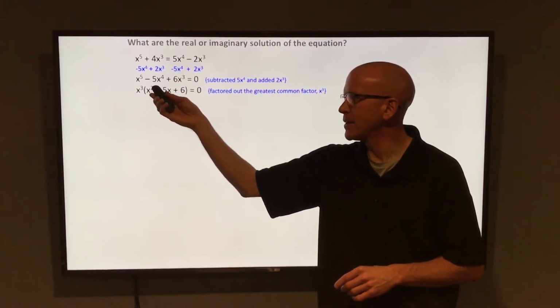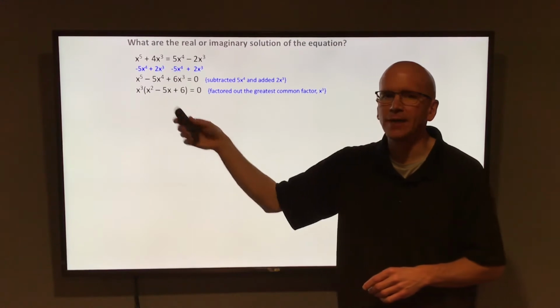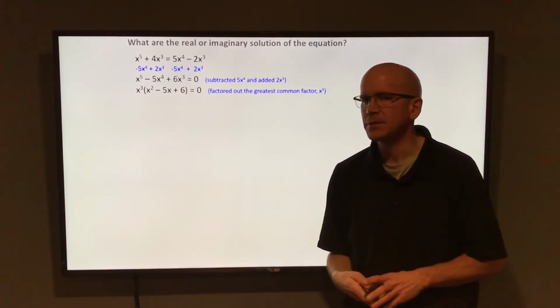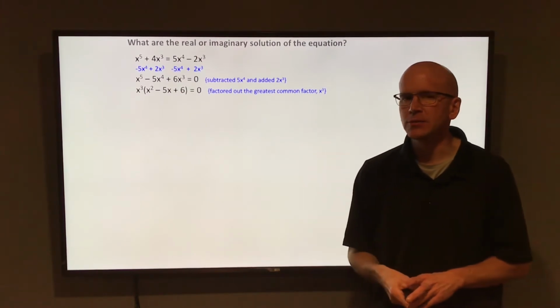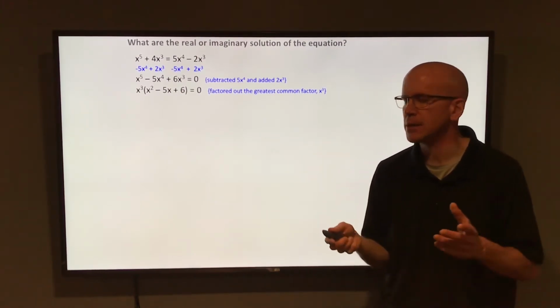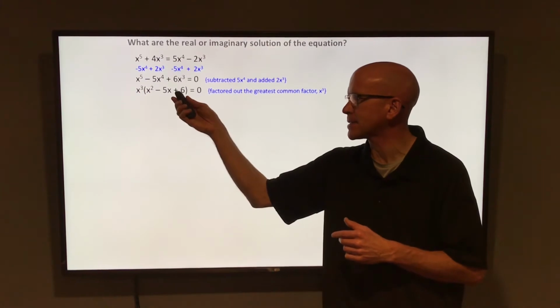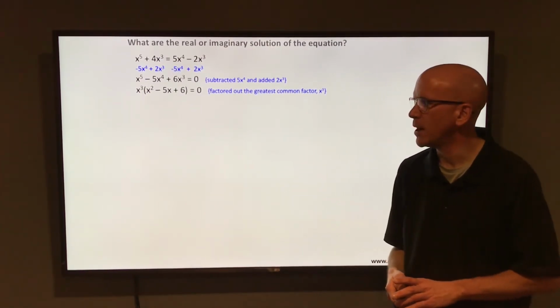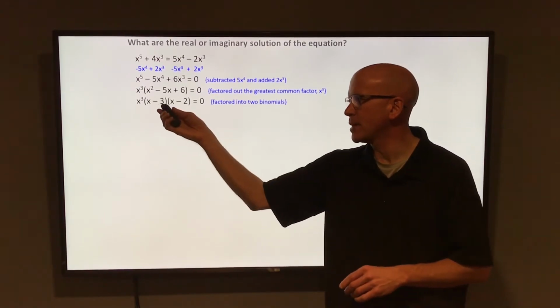If you divide negative 5x to the fourth by x to the third, it'd be negative 5x. And finally, if you divide 6x to the third by x to the third, that is 6. Look inside the parentheses. Try to factor that into two binomials. Can you come up with two numbers that multiply to get 6 and add to get negative 5? Well, if you can, it will factor into two binomials. And those two numbers are negative 3 and negative 2.